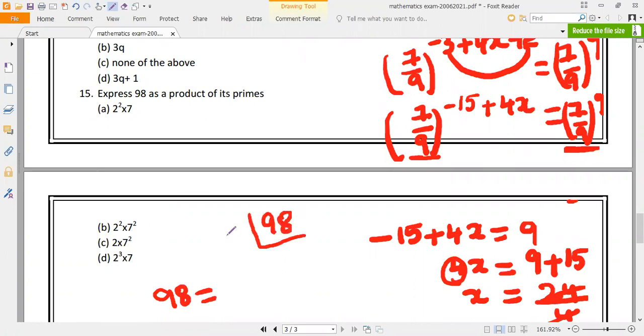Which table? First prime number, 2 table. 2 fours are 8. Balance 1? 6. 49 is 7 sevens. Which table? 7 table. 7 sevens are 49.